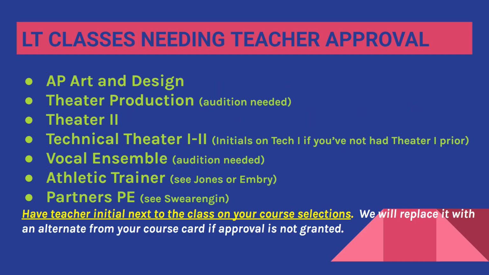Some classes just need an approval from the teacher. You'll ask the teacher to sign next to the course on your course card. Those classes are AP Art and Design, Theater Production, for which an audition is needed, Theater 2, Technical Theater 1 and 2, initials on Tech 1 if you've not had Theater 1 prior to this, Vocal Ensemble, which also needs an audition, Athletic Trainer, where you'll see Coach Jones or Coach Embry, and Partners PE, where you'll see Coach Swearingen.